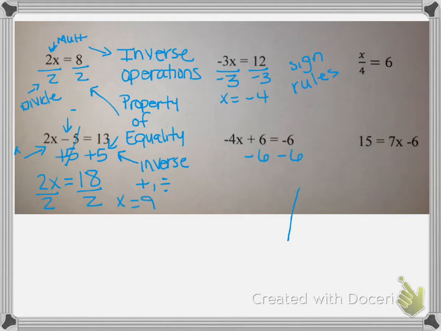Because there again, 2 divided by 2 is 1x. This actually says 1x equals 9. We just don't write the 1. Over here I'm doing the same thing.